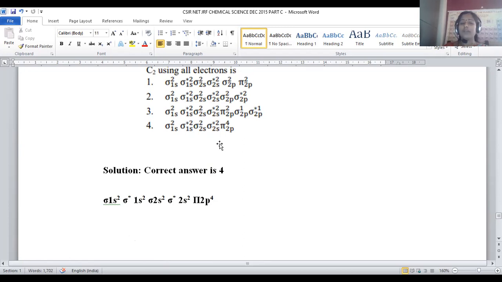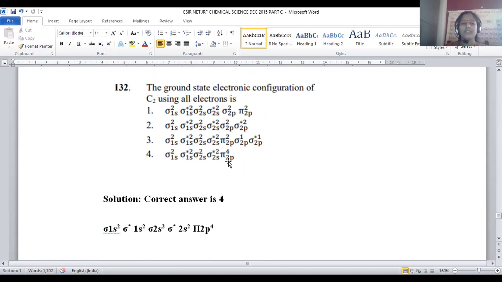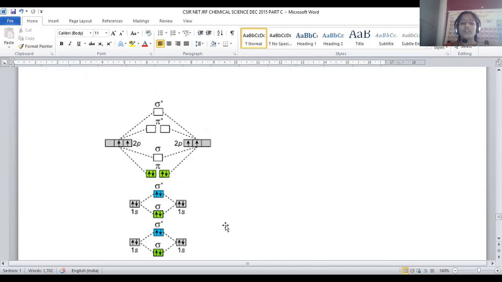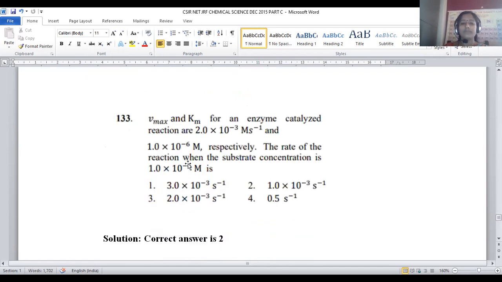This is purely based on the Aufbau principle, Hund's rule, and also Pauli's exclusion principle, right? For question number 132, option number 4 is the correct answer. Let us move on to question number 133.